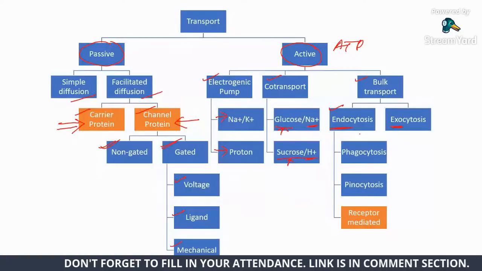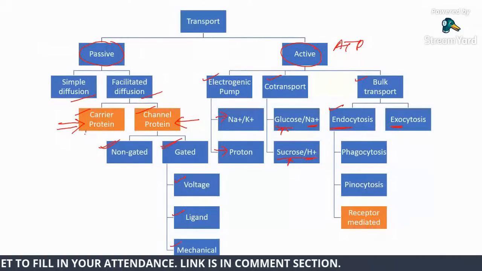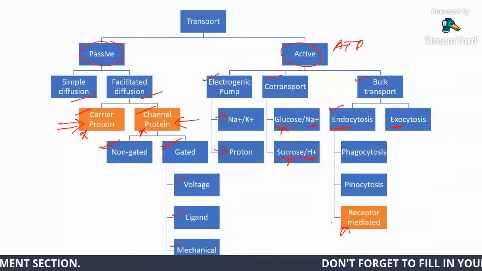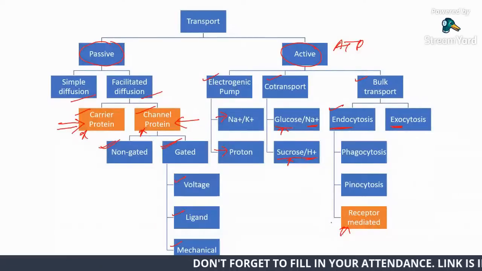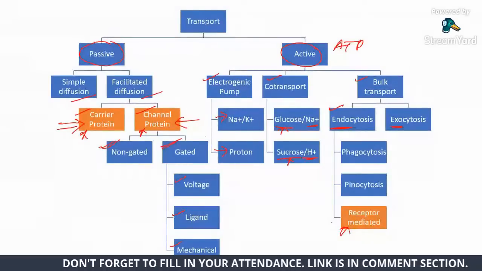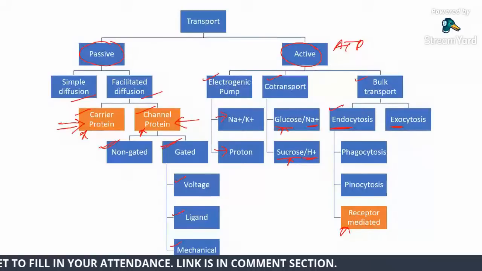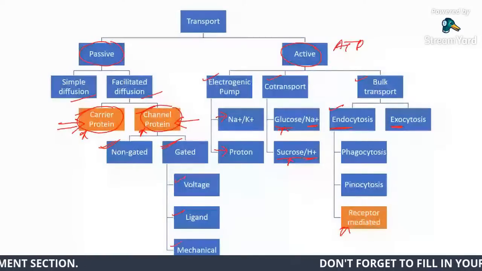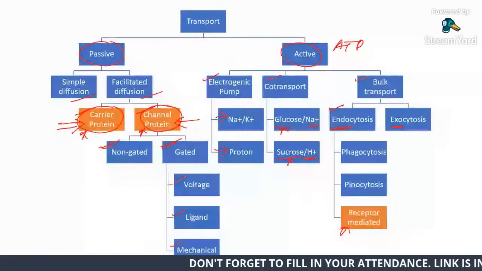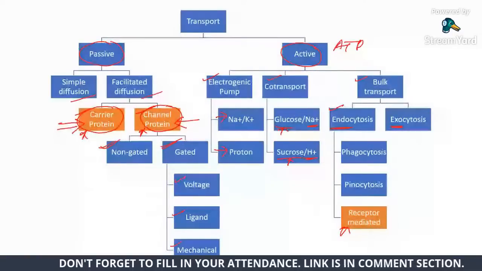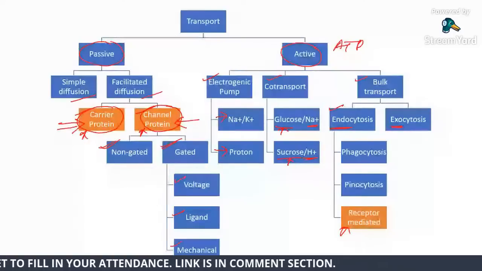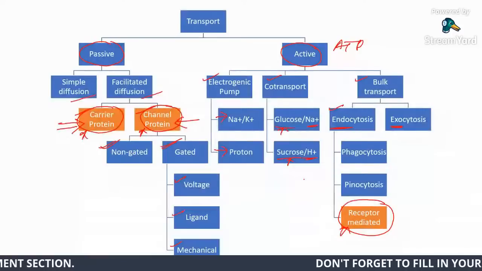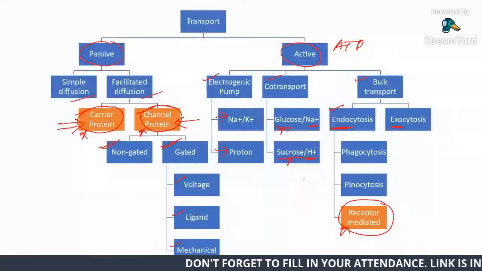And if you see here, why did I color this orange? Because in this chapter you learn about 3 types of disease that are related to these 3. You learn about cystinuria, which is related to a carrier protein, the cysteine carrier protein. You learn about cystic fibrosis, which is related to the Cl- channel protein. And lastly, you learn about hypercholesterolemia, which is related to receptor mediated endocytosis. So please make sure that you know this.